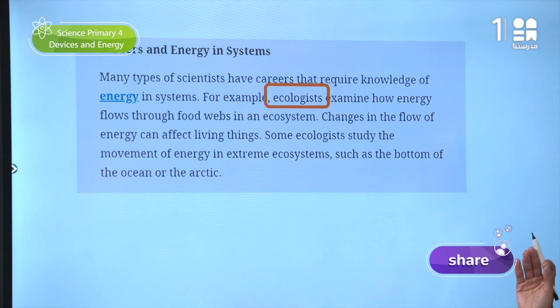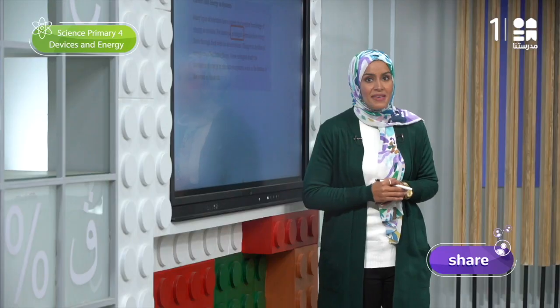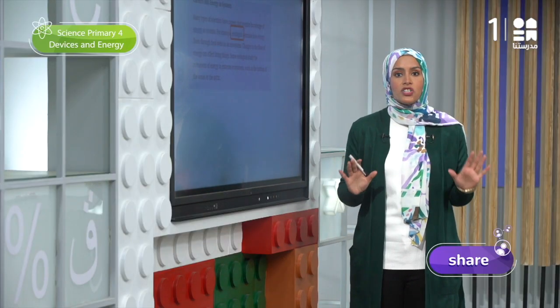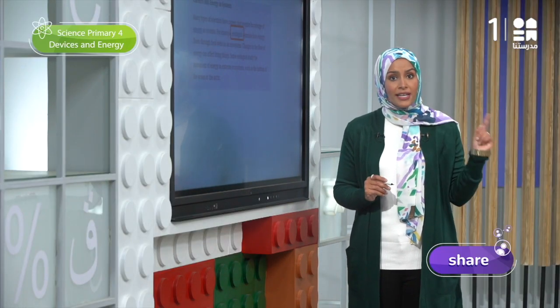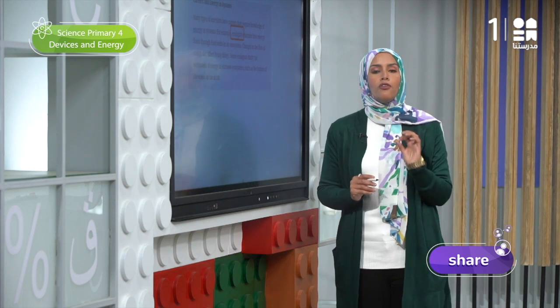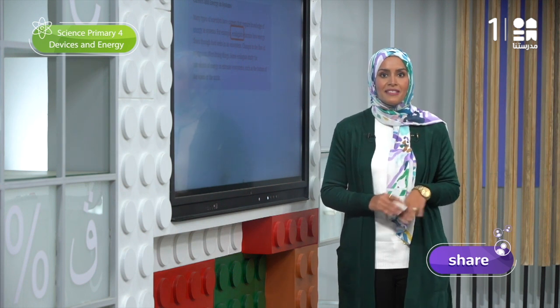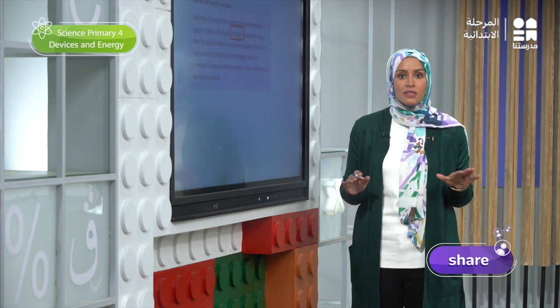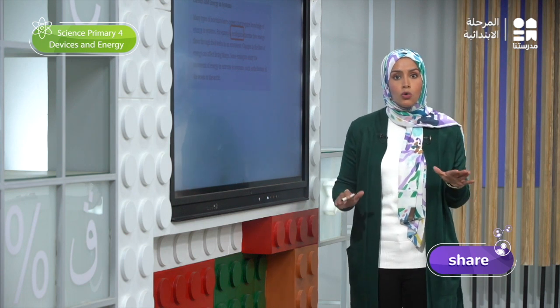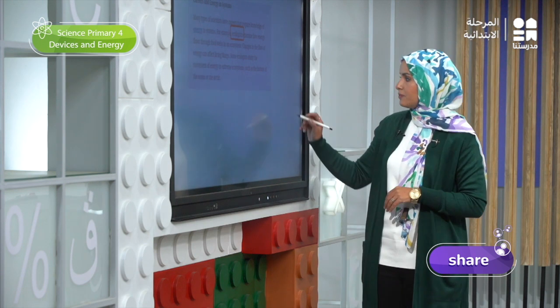Ecologists, okay? Ecologists follow the flow of energy in food webs in the ecosystems. What do you think this means? It means they study how energy transfers from one organism to another in the form of food. This happens in all types of ecosystems, whether in the bottom of the ocean or the Arctic.